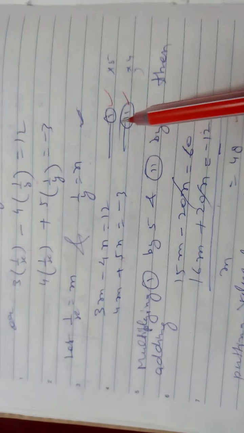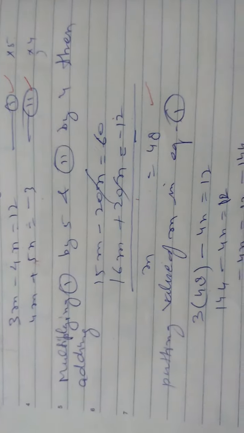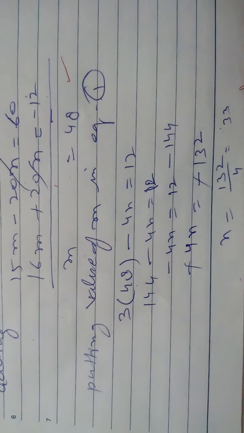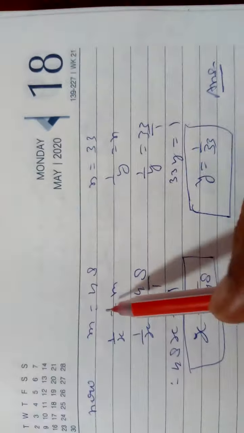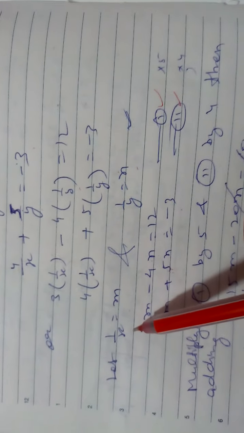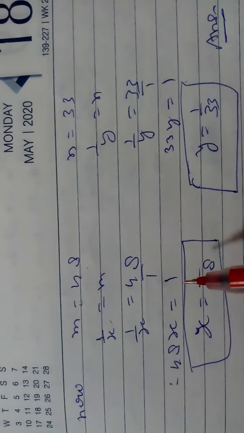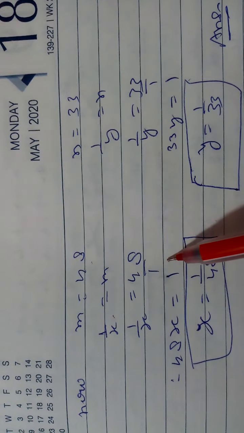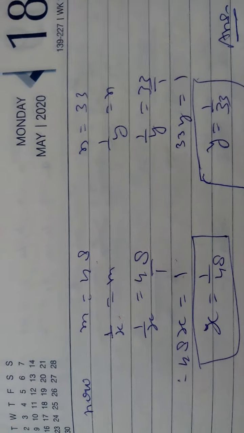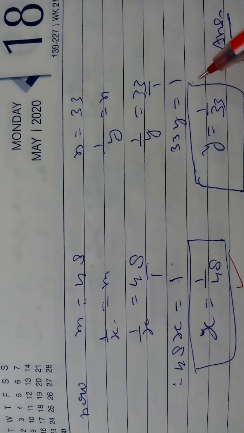Putting this value in equation number 1 at the place of m, then getting n is equal to 33. m and n you are getting. Now what were you assuming here? m is equal to 1/x, so here you will put 1/x. Don't write the answer in the form of m and n. We will write the answer in the form of x and y. So 1/x is equal to m means 1/x is equal to 48/1, cross multiply. So x will be 1/48 and y will be 1/33.